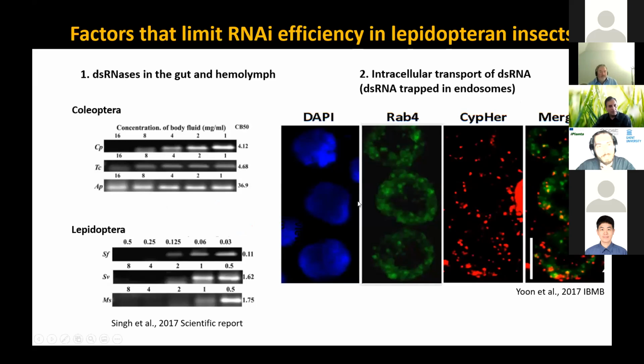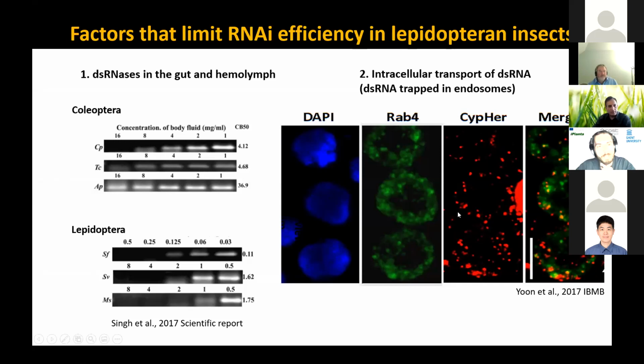This is one of the early papers published by Sunny, showing that the dsRNases are more efficient in degrading dsRNA both in the gut and the hemolymph of Lepidopteran insects compared to other insects, where dsRNases are less efficient at degrading dsRNA. So this seemed to be one of the major hurdles for efficient RNAi, at least in fall armyworm and other Lepidopteran insects. The second one is this intracellular transport of dsRNA, where dsRNA seems to get into the cells but gets trapped in the endosome. That's what is shown in this slide here.